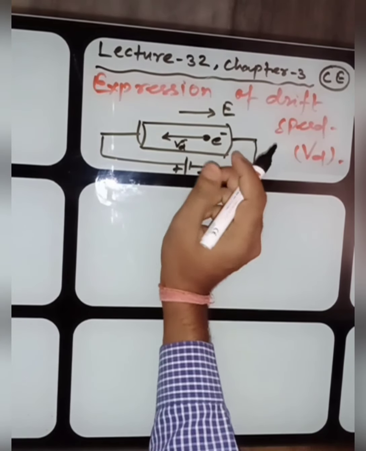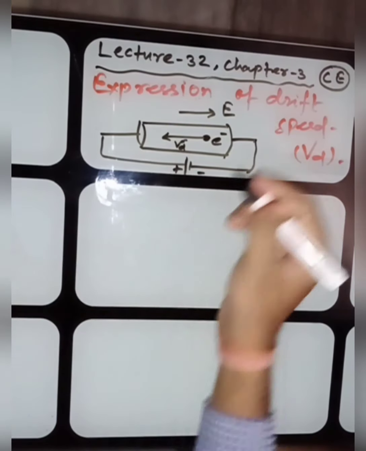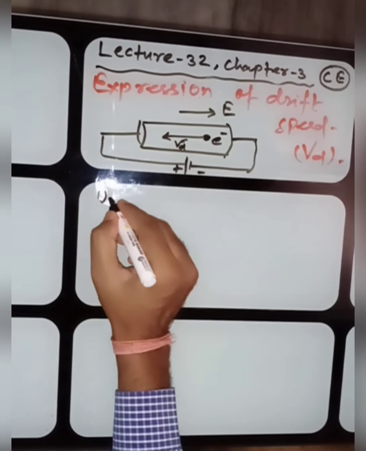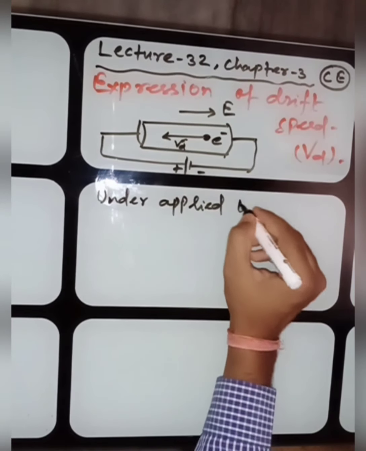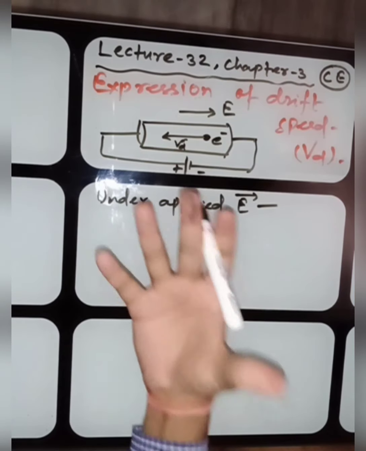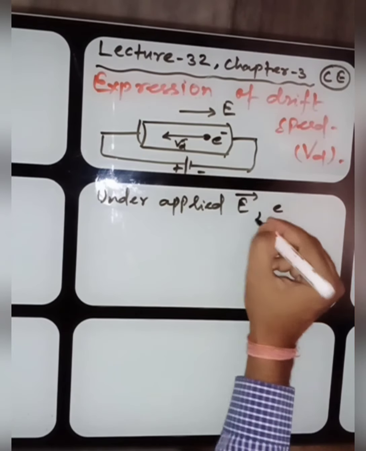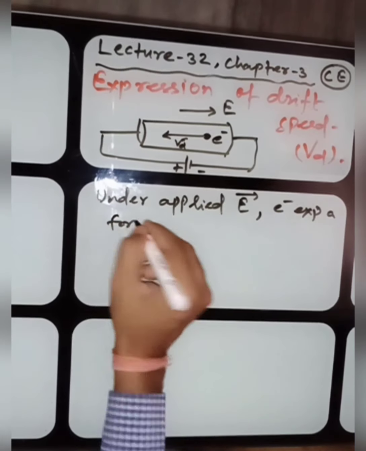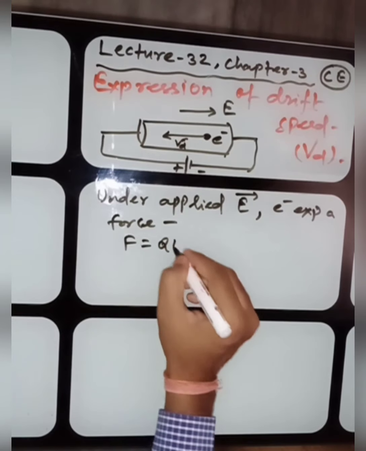Now what is the simplest thing that you can consider for the derivation? Under applied electric field, what happens, student? Under applied electric field, the electron will experience a force, and that force can be written as how much? That F can be written as QE.